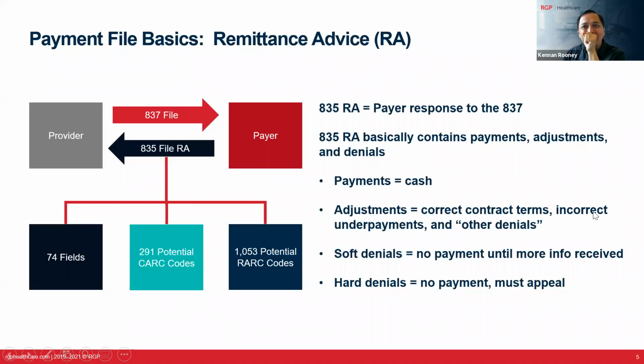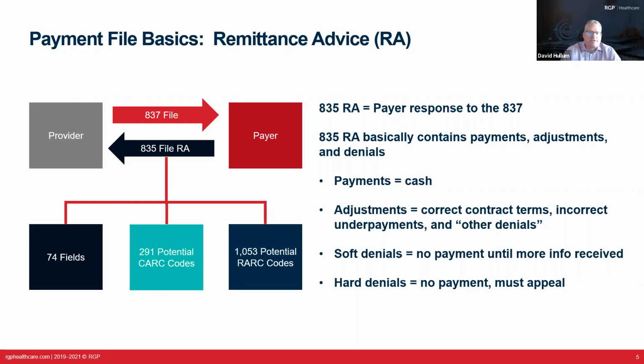Yeah. So this is a high-level overview of a remittance advice, or how the claim submission process works. As most of you know, the 835 remittance advice is the payer response to the 837s that you send whenever you want to submit a claim to get paid. The 835 remittance advice basically contains 3 elements: payments, adjustments, and denials. We all know that 835 remittance advices obviously contain more than that. But for this discussion, we really want to talk about payments, adjustments, and denials.